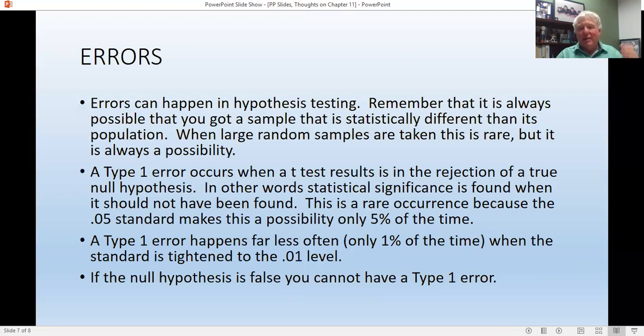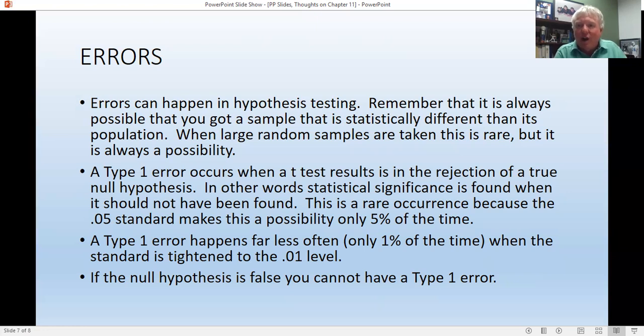Okay, errors. We talked a little bit about errors earlier in the video, but I want to go over the errors because it's important that you know this, especially for your tests. Errors can happen in hypothesis testing. Remember that it's always possible that you got a sample that is statistically different than its population. When you have a large sample, that's really rare. It's hard to pick out, for instance, 200 people who are completely different than the population if you're doing random sampling, where everyone has an equal chance of being selected. But it can happen. It's always a possibility.